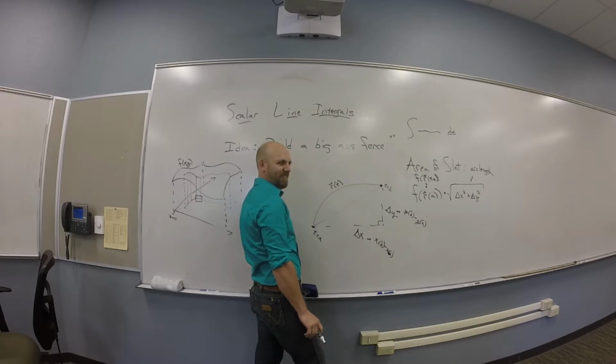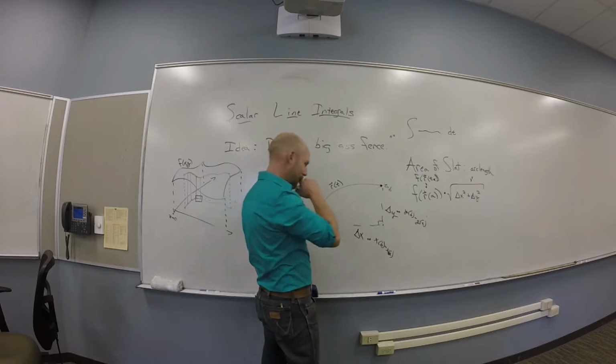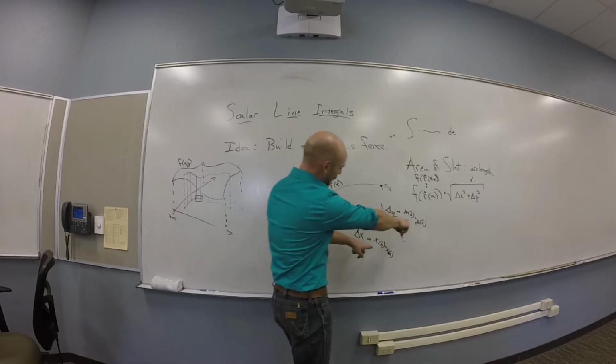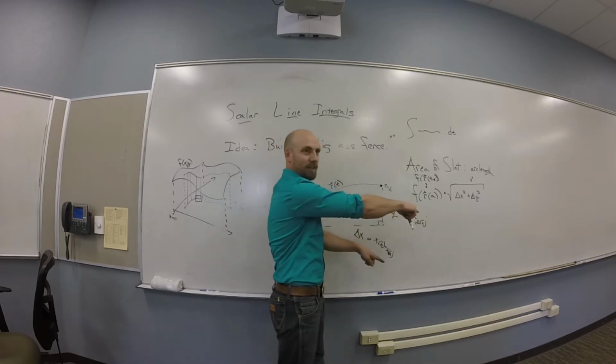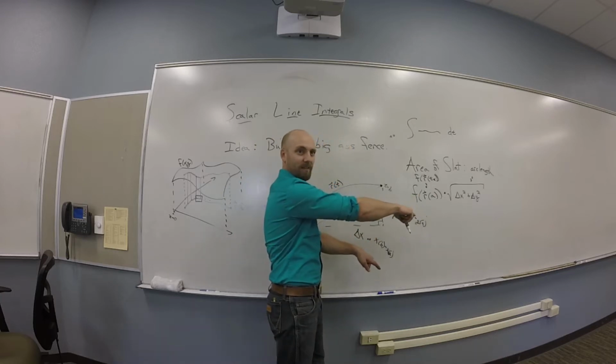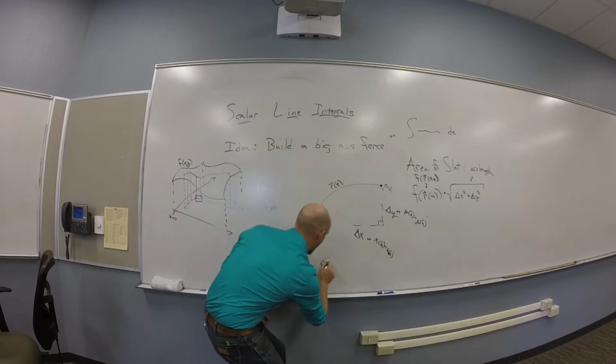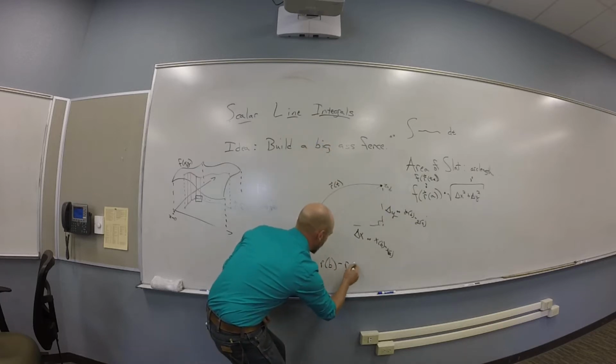You guys noticing this feels a little bit like a rise and a run? Yep. Okay, so hang on. That feels like I'm taking the b thing and subtracting the a thing, right? So wouldn't that be r of b minus r of a?